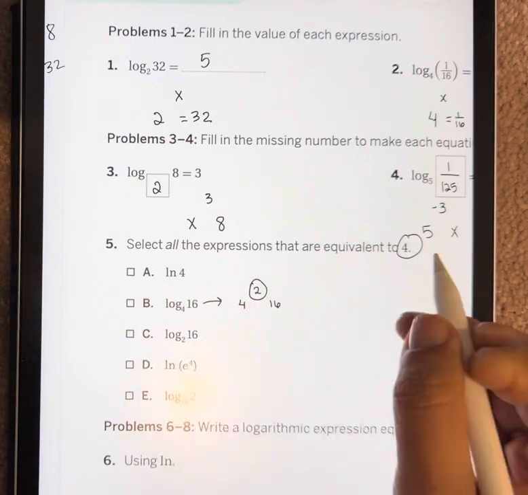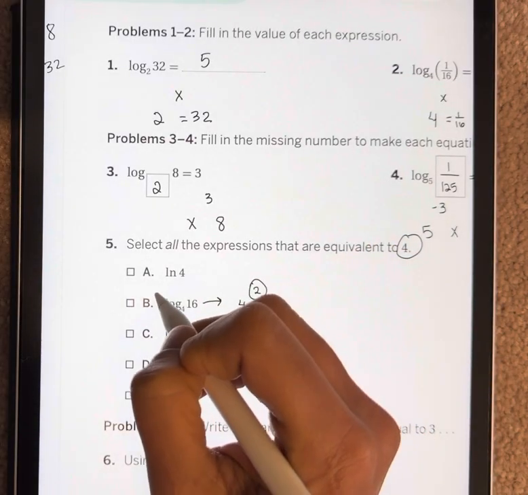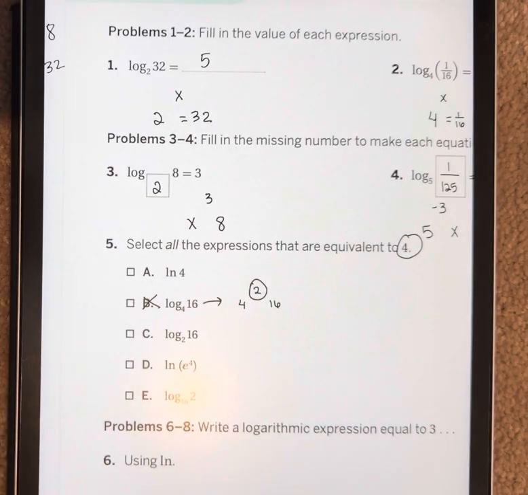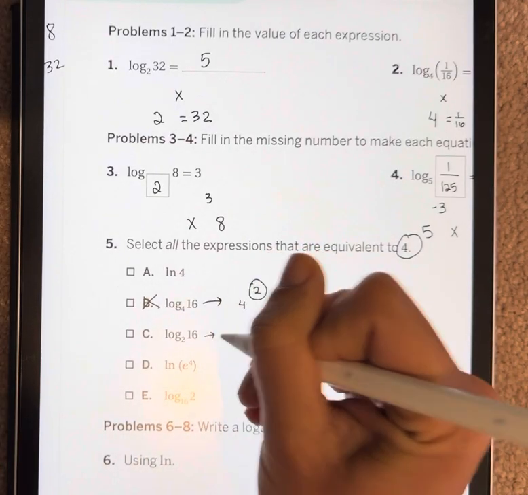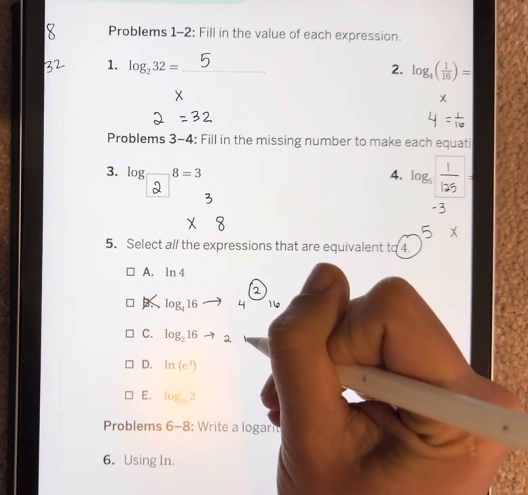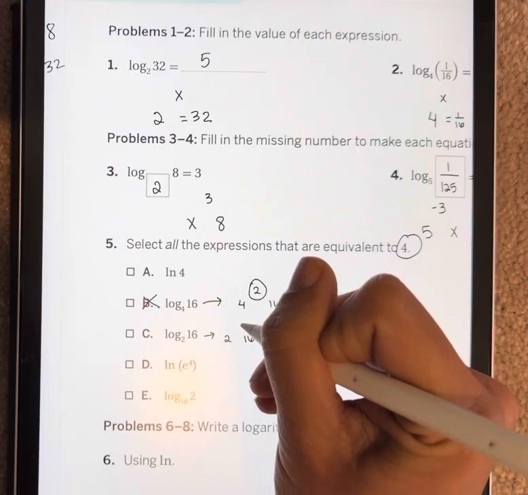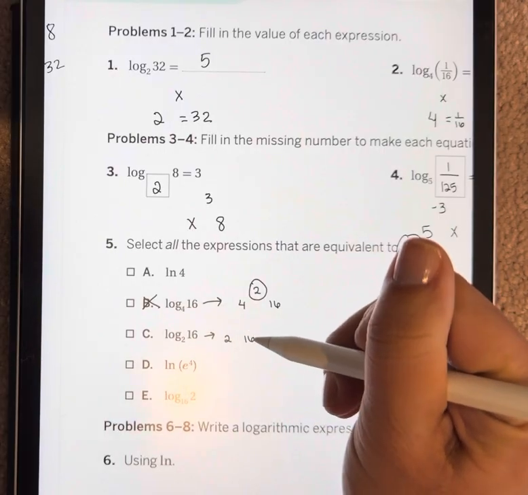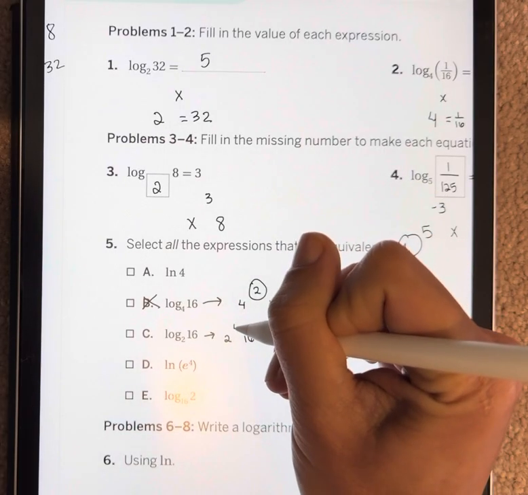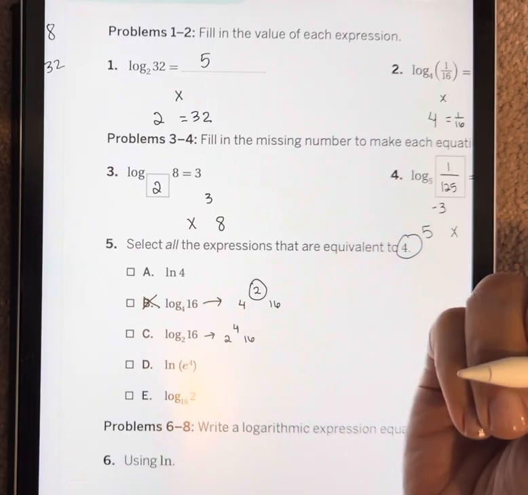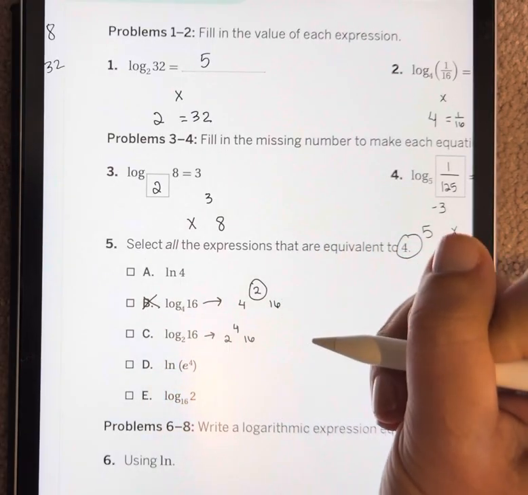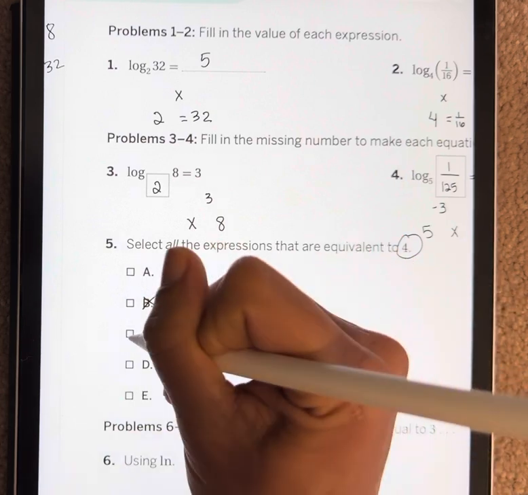So this is not equivalent to 4 either. All right, I'm going to put an X right there. This one says 2, 16, and then what would be here in the puzzle? 2 to what power is 16? That's the fourth power. 2 to the fourth is 16. So this one does equal 4.